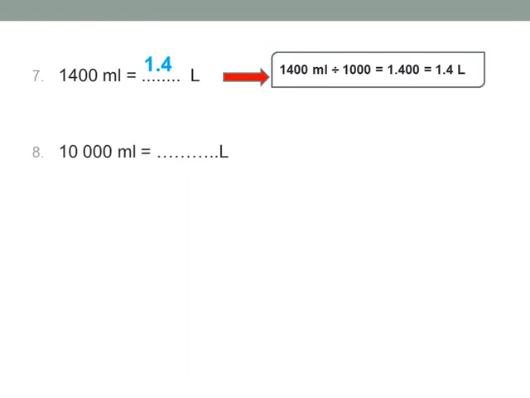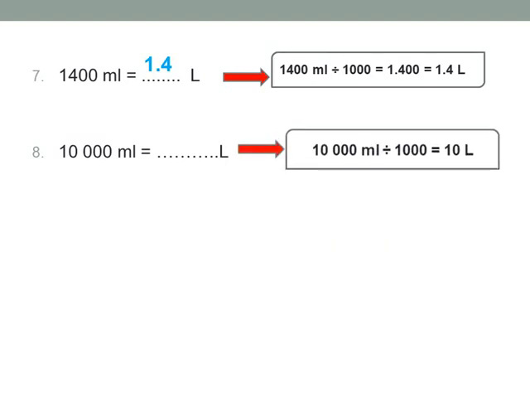Number 8, 10,000 milliliters equal how many liters? In this case also we will divide 10,000 by 1000. Why? Because we are converting from the small unit to the big unit. We have 10,000 divided by 1000. We will cross 3 zeros from the 10,000 and 3 zeros from 1000, and the answer will be 10 liters.